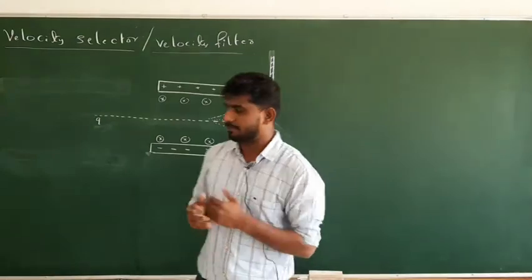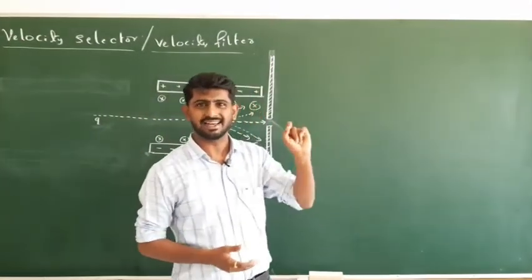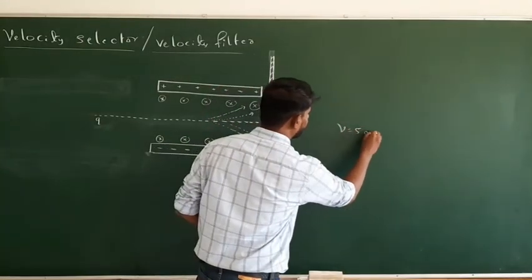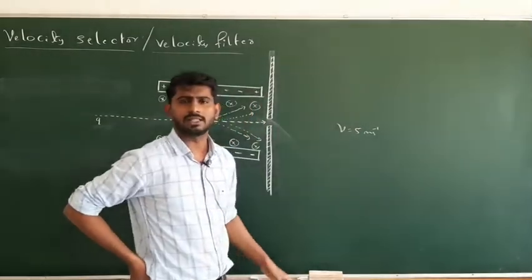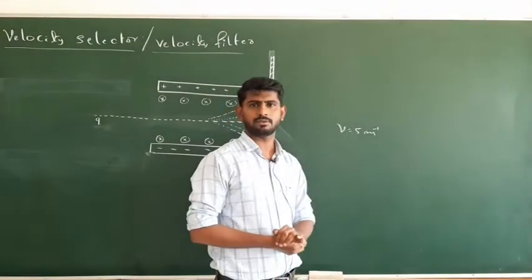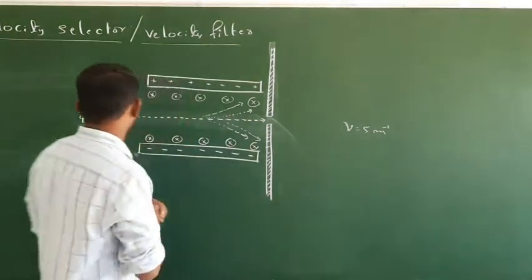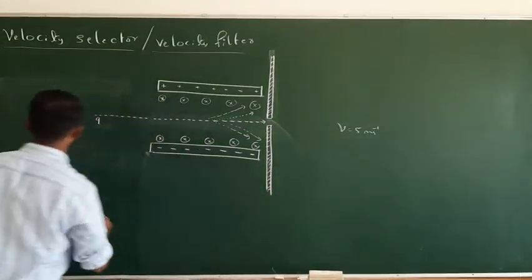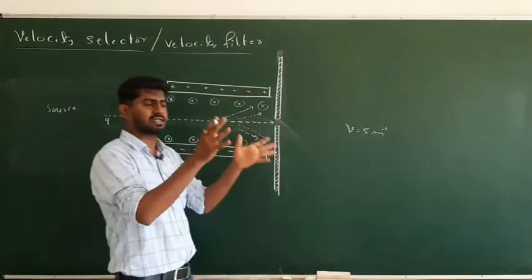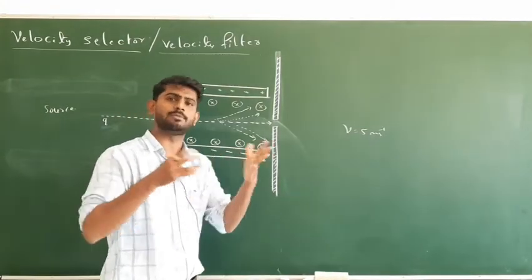So suppose we are having an experiment, and we need charged particles which are moving with a particular velocity v equal to 5 meter per second. We want the positive charges with the speed 5 meter per second only, right? But here we are in a situation that the source of positive charges is emitting the charges with all possible velocities.